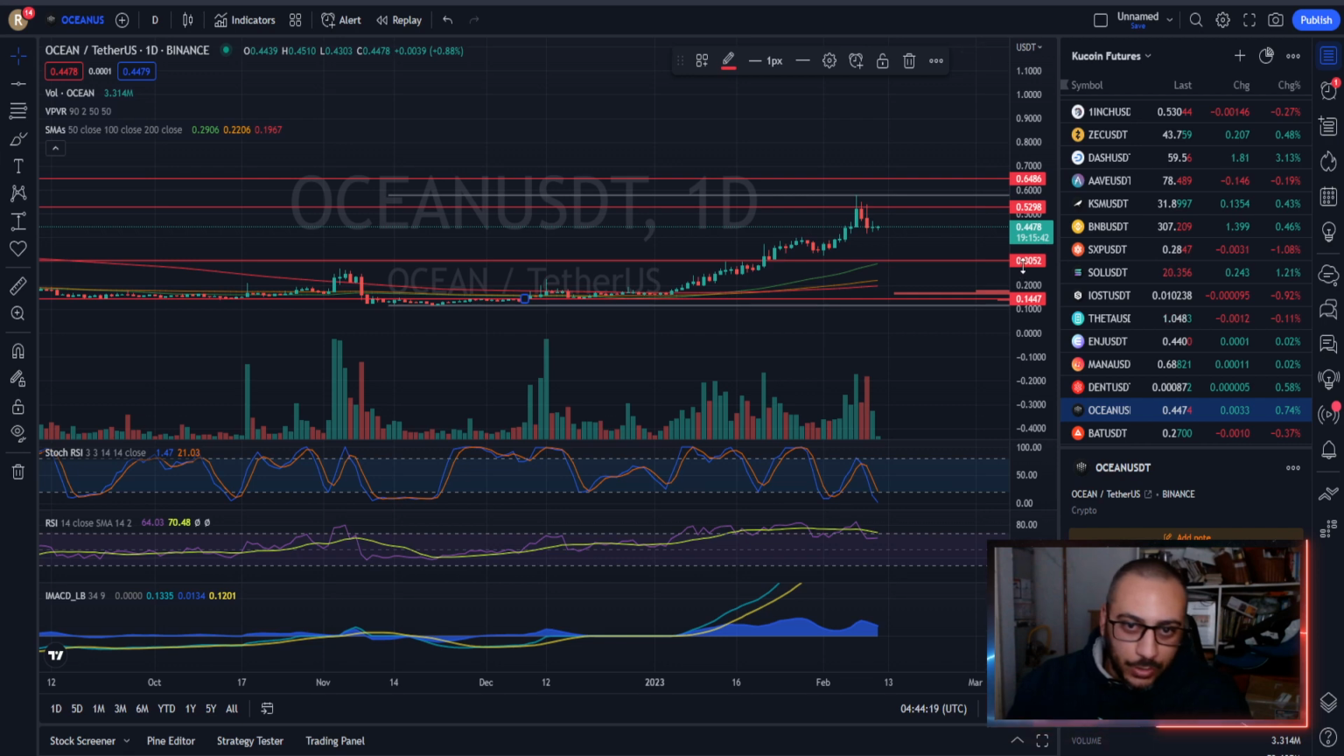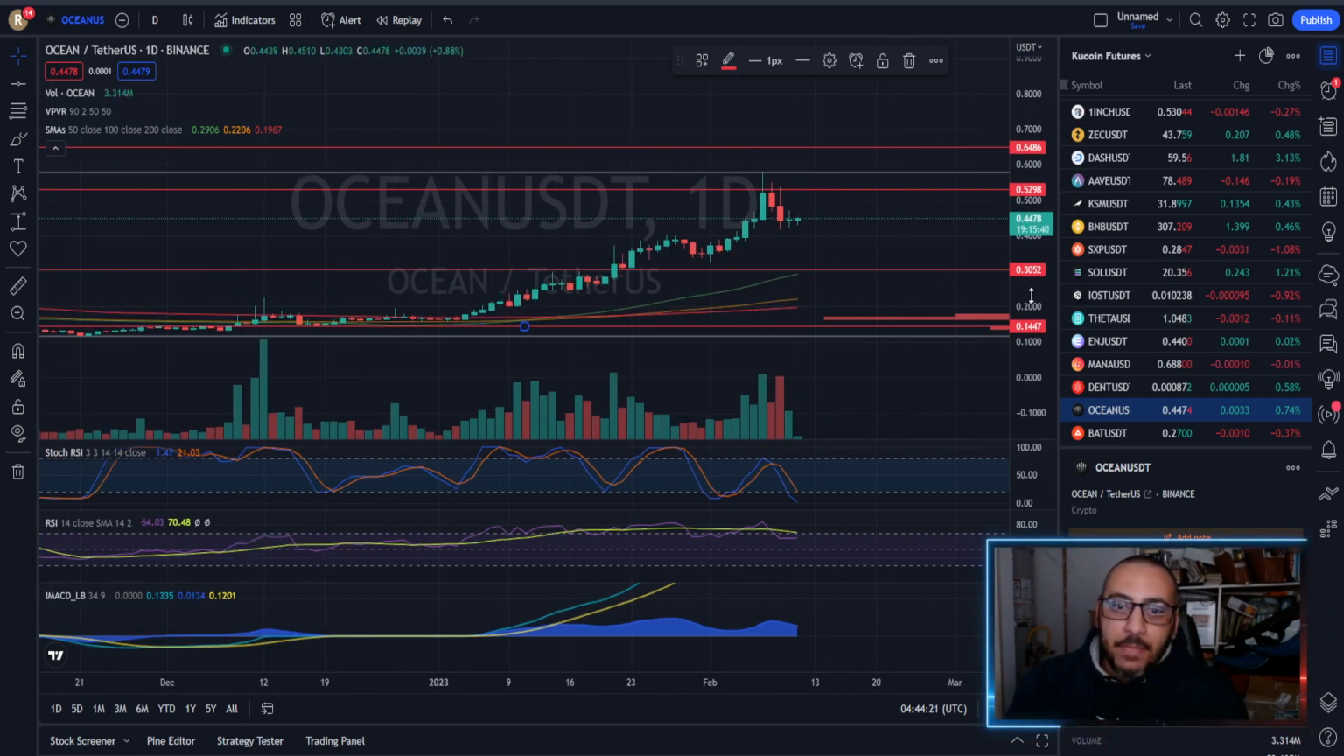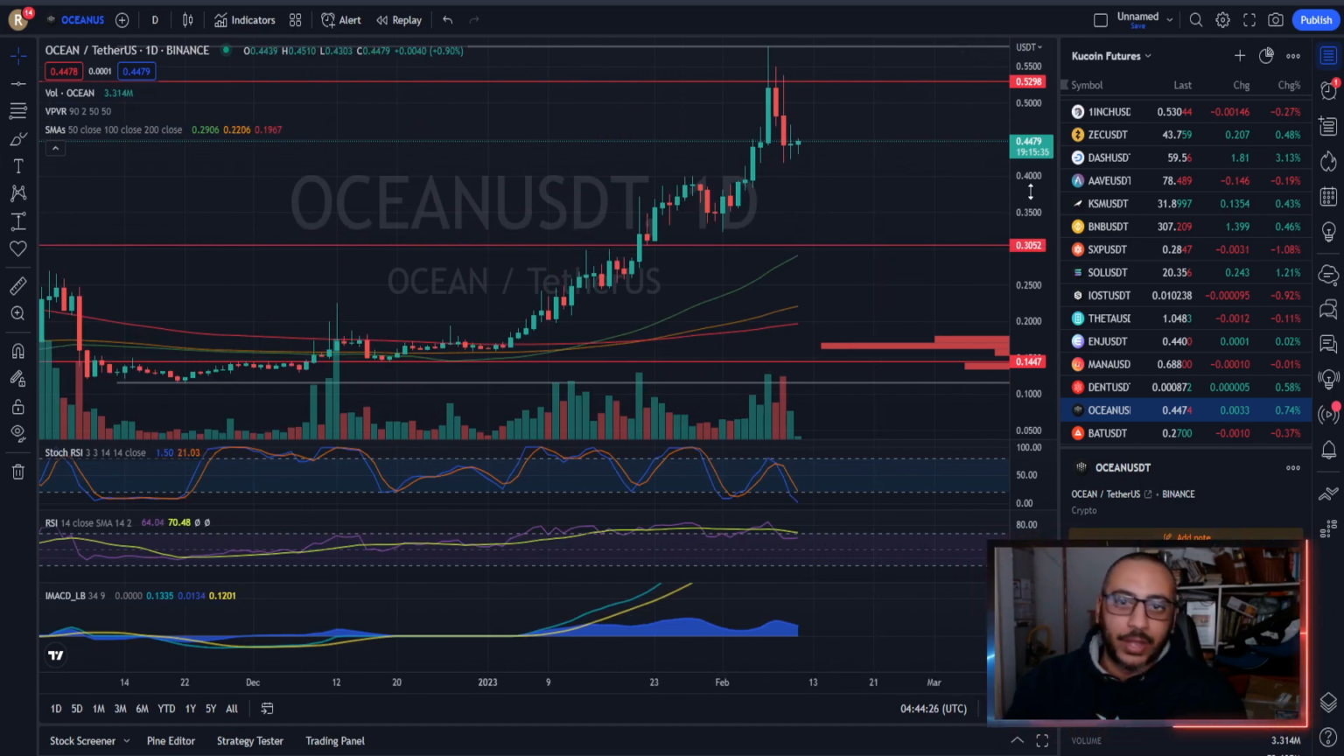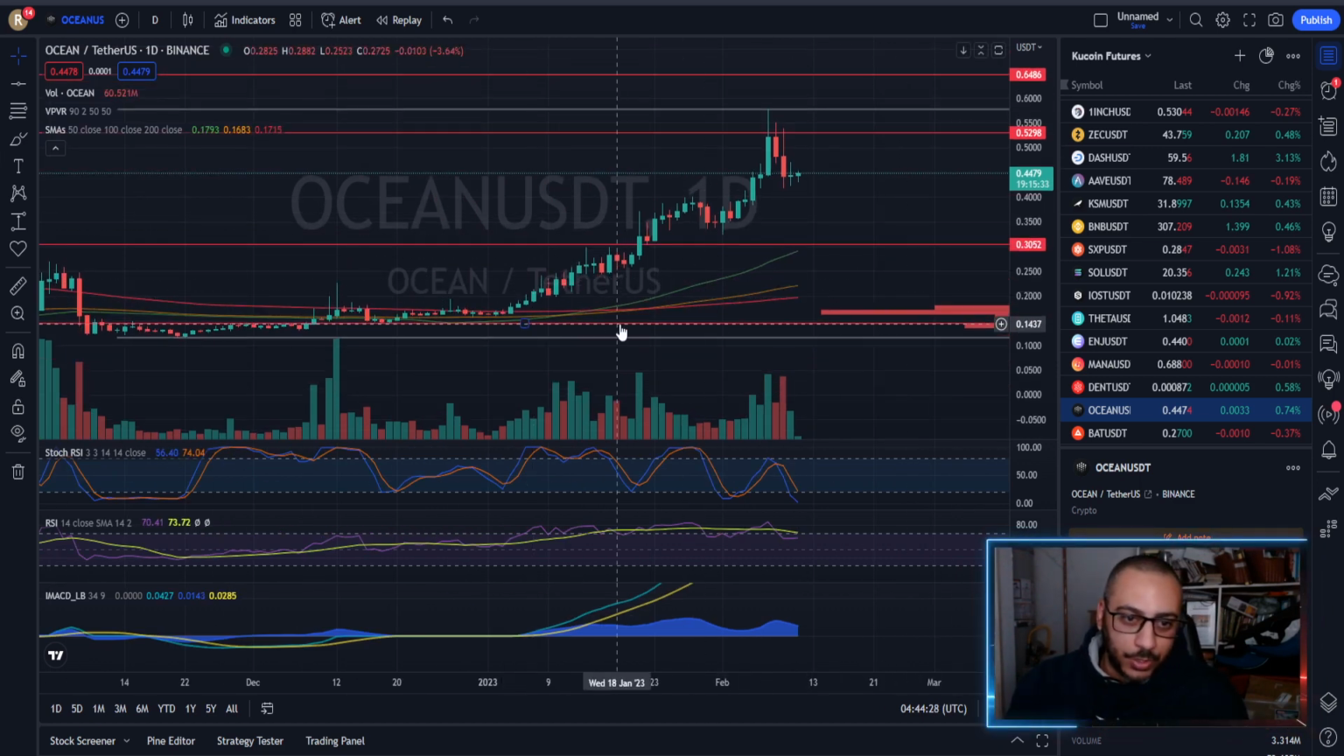Now, looking at the daily, we were in this amazing rising channel. Oh no, we only see it on the 4 hour. Never mind. We've been going parabolic. Let's just say that. We've been going parabolic.